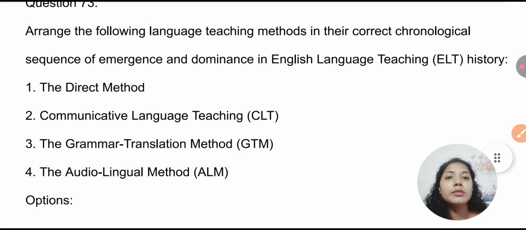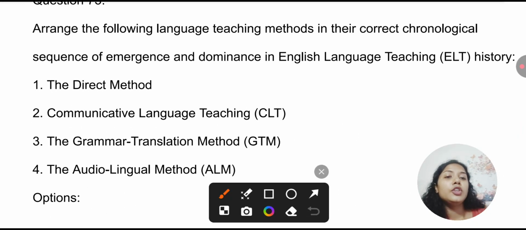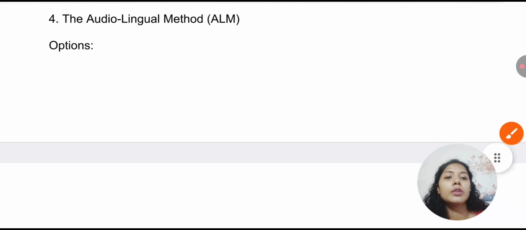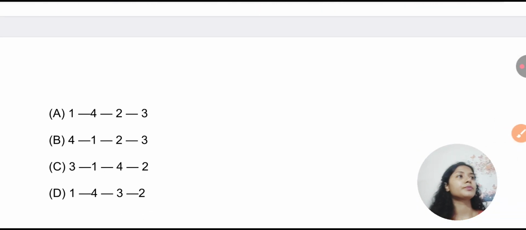Now, see this question. Again, it's very important. You have to arrange the following language teaching methods in their correct chronological sequence of emergence and dominance in English language teaching. The direct method, communicative language teaching, the grammar translation method, audiolingual method. Options. Inner circle, outer circle, and expanding circle.